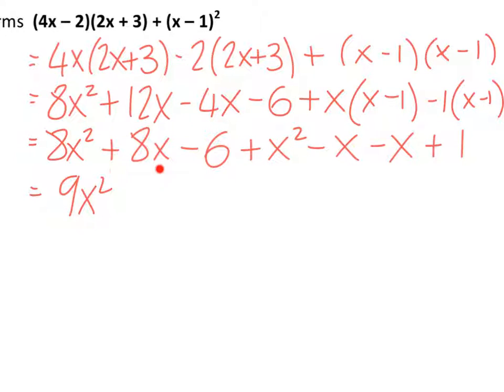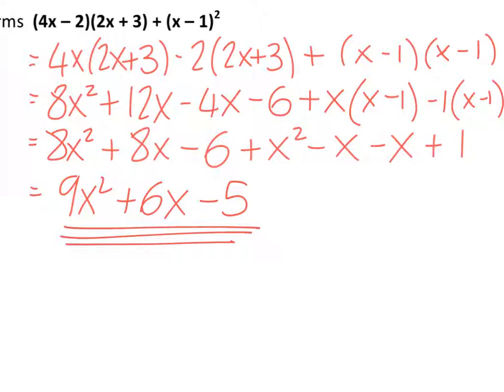And then we have positive 8x, and then negative x and negative another x, so that then gives us plus 6x, and finally we have negative 6 and we have positive 1, which gives us negative 5. So we have our final answer now, 9x squared plus 6x, take away 5. It's fully simplified, so that's our answer.